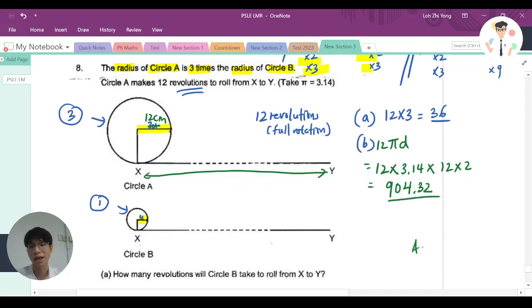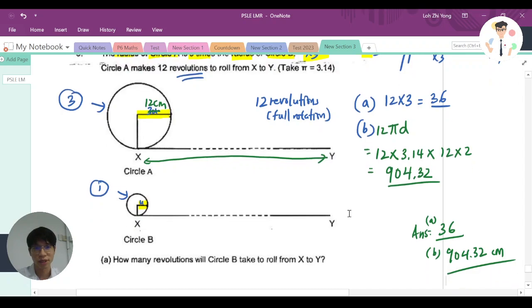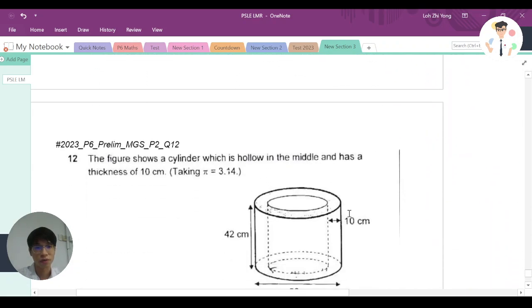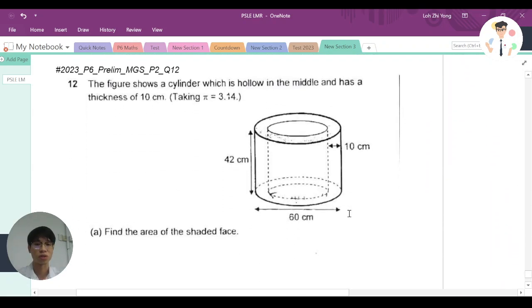Okay? And of course, for the answer at the bottom, you must write properly: 36 for A, and for B, it will be 904.32 cm. Don't forget the unit. Okay, let's move on to the last question for the day, which is from MGS paper 2, question 12.